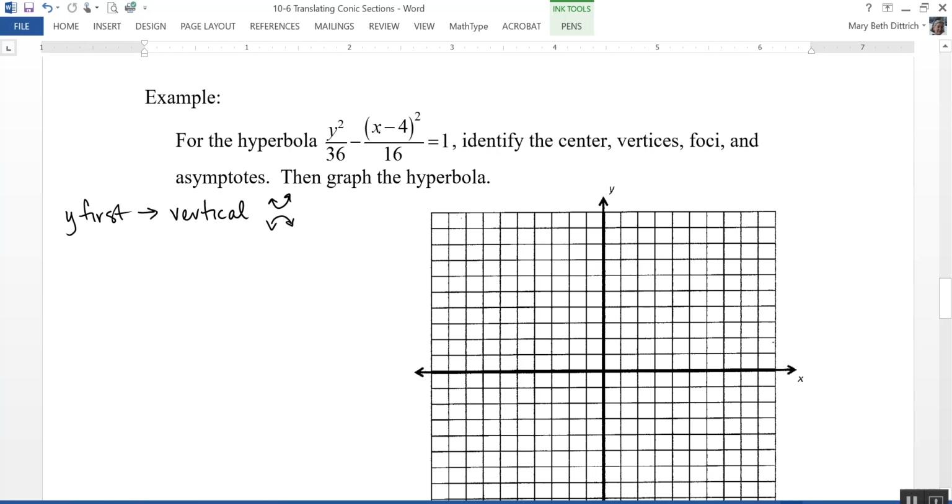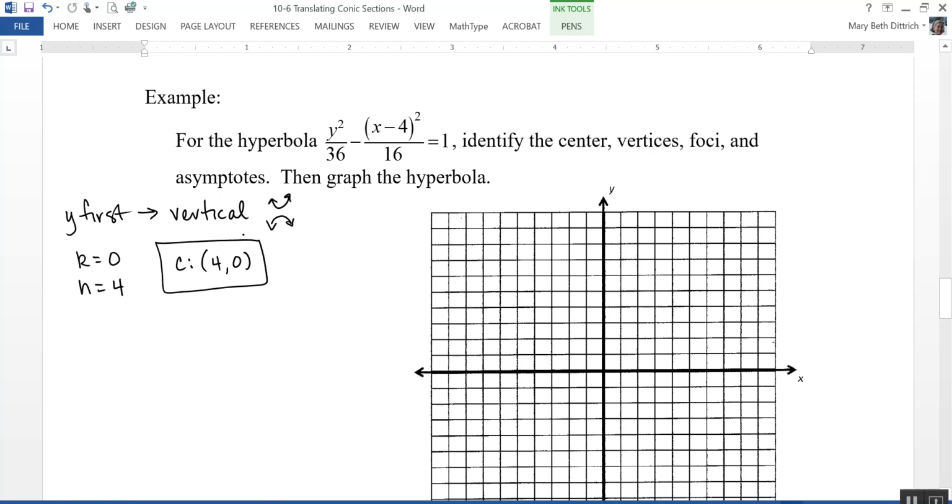Okay. Looking at my equation here, k is going to be equal to 0 because k is what's being subtracted from y. h is what's being subtracted from x, so h is 4. So that tells me that my center is going to be the point 4, 0. And that's one thing I needed to find.